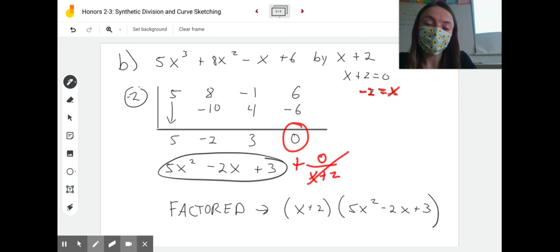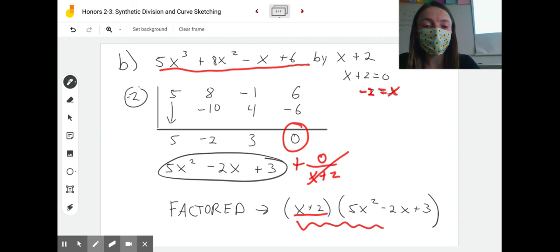So this goes in perfectly, which means x plus 2 has to be a factor. So I know that 5x cubed plus 8x squared minus x plus 6 is the same thing as x plus 2 times 5x squared minus 2x plus 3. So this is the factored form. Basically, if I get a remainder of 0, I know that this thing is going to factor perfectly.